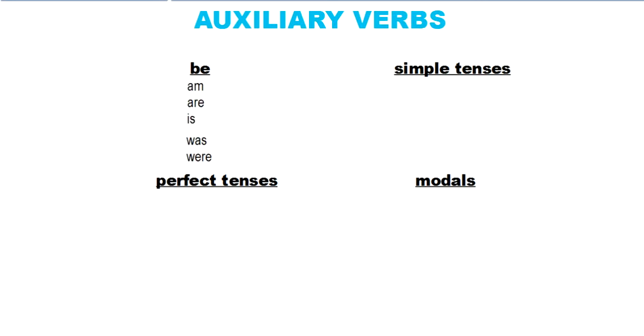The verb to be auxiliaries are am, are, is in the present and in the past, was and were.